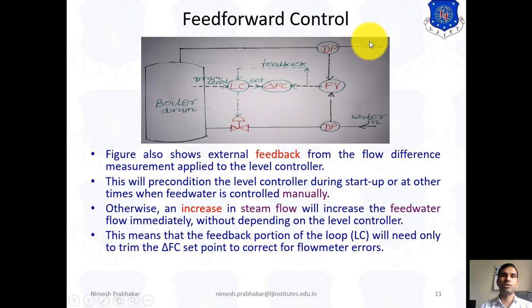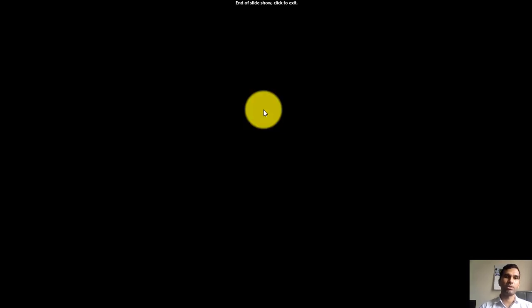That means if the steam flow rate is increased, then the water inlet flow is also increased, and when the steam flow rate is decreased, then at that time the water inlet flow is decreased by using this control valve, and that is controlled by this flow difference controller. So this means that the feedback portion of the loop, this LC, will need only to trim the delta FC set point to correct for flow meter error. So this is a feed forward control system.